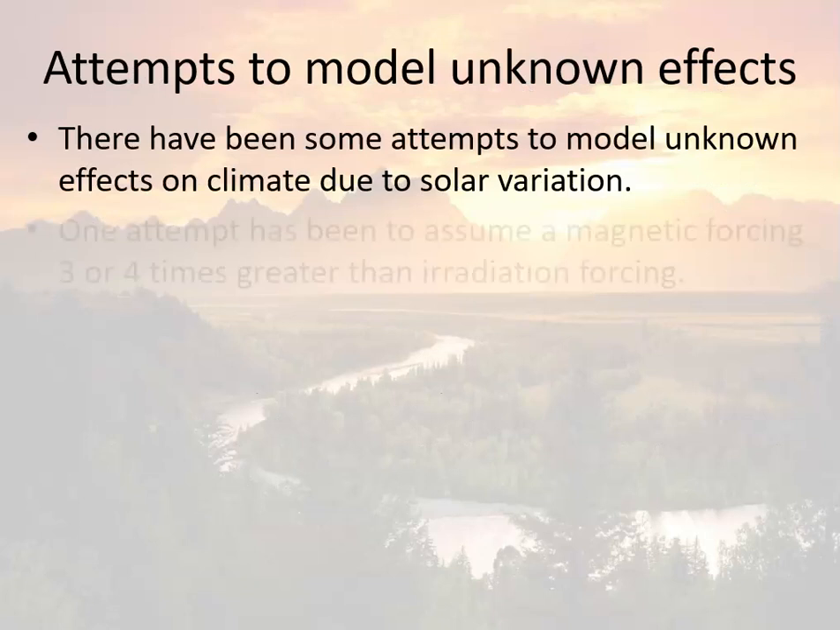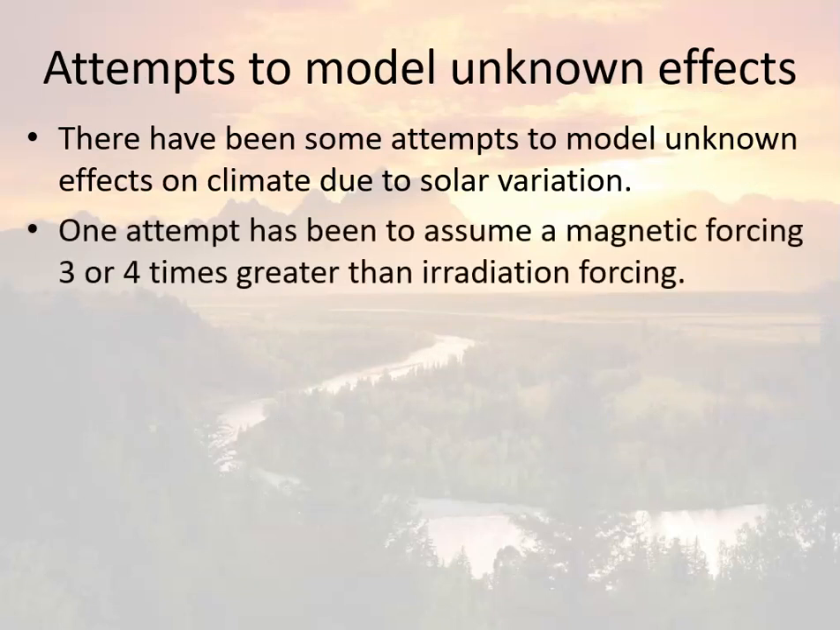Now, there have been a number of attempts to try to model potentially unknown effects. For example, it is believed in many circles that magnetic forcing mechanisms from our sun, when our sun is more magnetically active, can have a big influence on climate. So one attempt is to simply assume that magnetic forcing gives you an effect that is 3 or 4 times greater than the forcing from changes in the amount of sunlight itself.